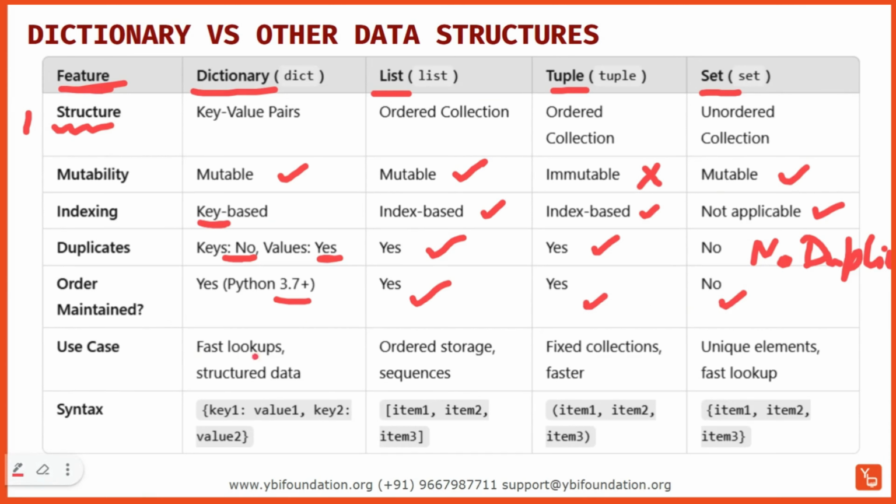Use cases, fast lookup and structured data. So because the key value make the data structured. List, ordered storage, in sequence, heterogeneous, and it is one of the most used. Tuple, fixed collection and faster. So if you are looking for immutable fixed collection, which you don't want to change later on, we prefer the tuple. And set, when there is no duplicates required, means that all elements have to be unique. And fast lookup.